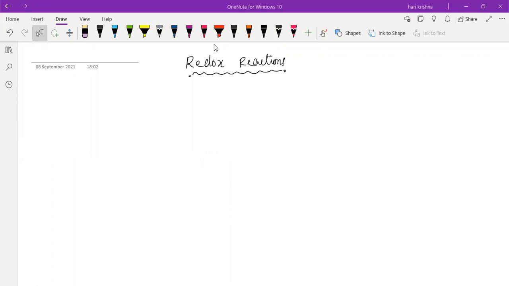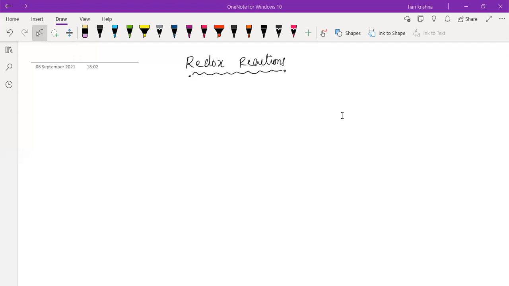Generally, redox reactions are used in industries, biological processes, metallurgical industries, agriculture, and in the combustion process. What is a combustion reaction? Combustion is whenever the fuel burns in the presence of oxygen, it produces heat energy, right? Burning of fuels also comes under redox reactions. Whenever a fuel like methane reacts with oxygen, it forms carbon dioxide plus water plus heat. This type of reaction also comes under redox reactions.